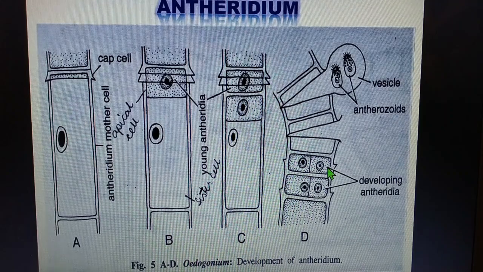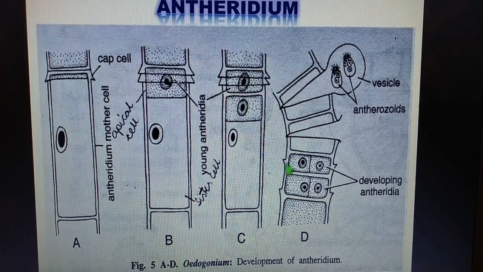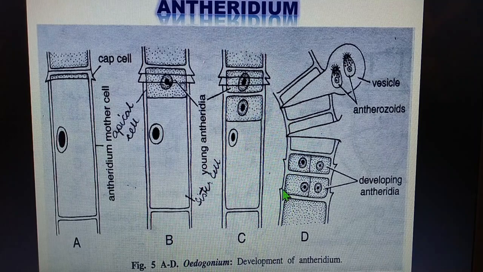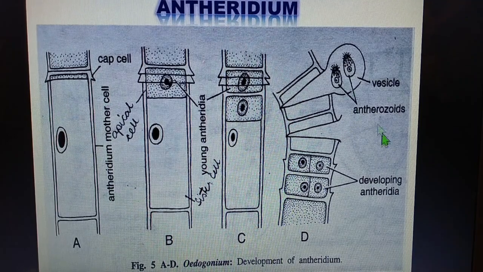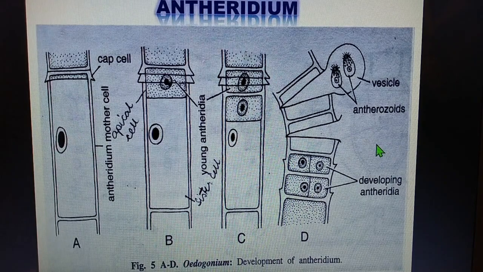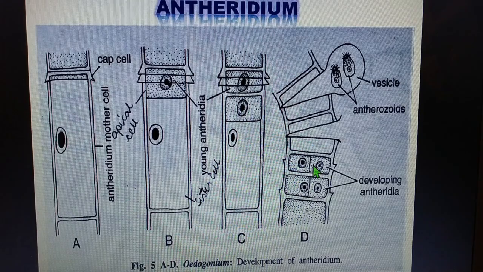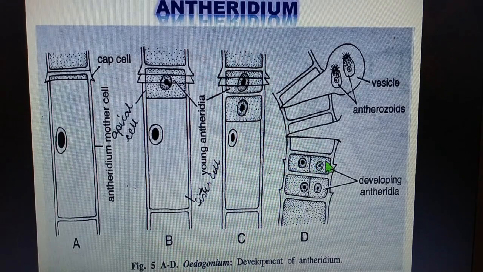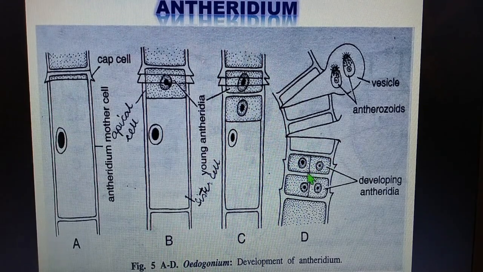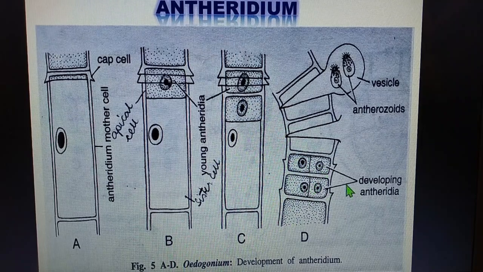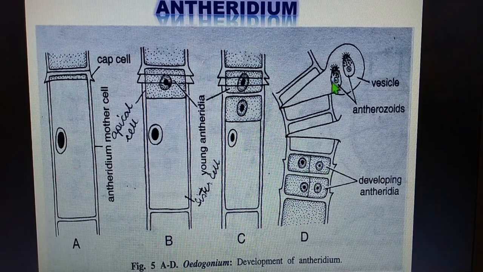But there are some species, such as Oedogonium cardiacum. In that species, 4 antherozoids are formed in the antheridium. But in most of the Oedogonium species, just remember that only 2 antherozoids are produced.